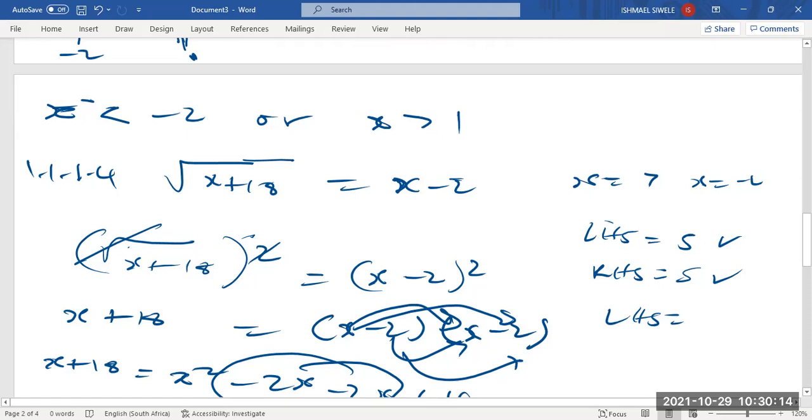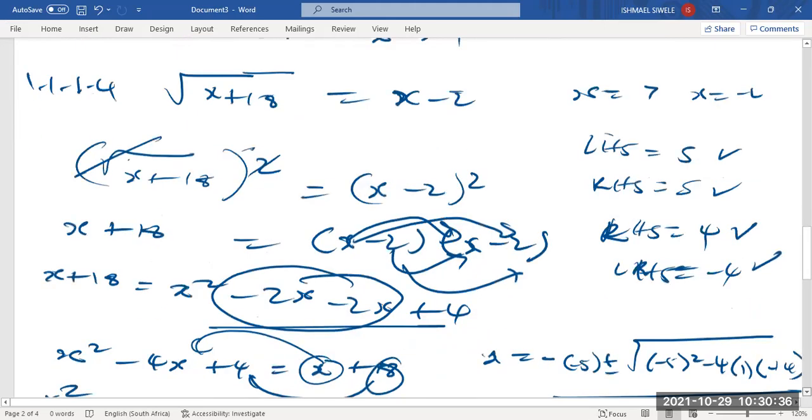So I'm getting 4, and then if I put negative 2 in the side that is x minus 2, negative 2 minus 2, you see, I'm getting negative 4. This one is the right hand side, this one is the left hand side. I'm getting negative 4, so you see, the two are not equal. So it means x equal to negative 2 is not the solution, right?